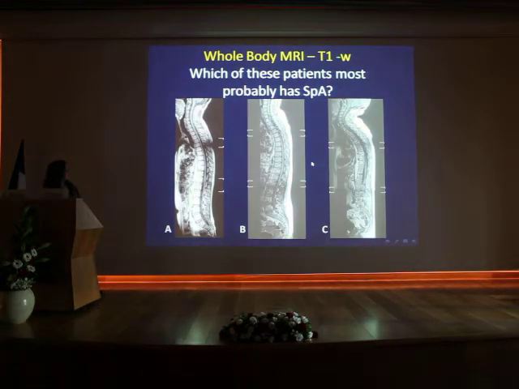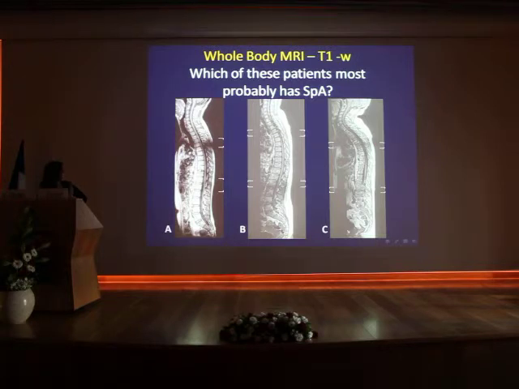So that's a whole body MRI image. We have three different patients, 1, 2, and 3. Which one do you think most probably has spondyloarthritis? Let's see what we see here. I think the images really come out dark, so I hope you can see all the findings. What do we see here? We basically see a normal spine, but in the anterior part of the vertebrae, and here you can see this is all T1.